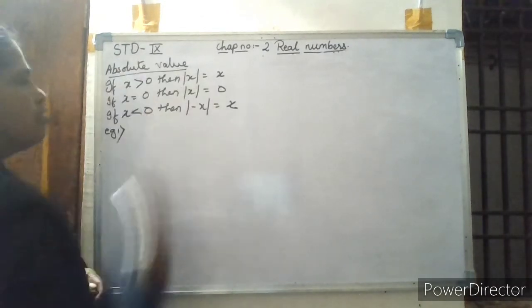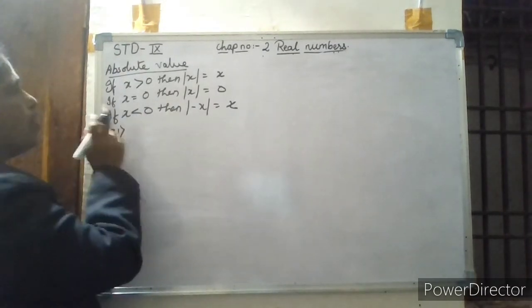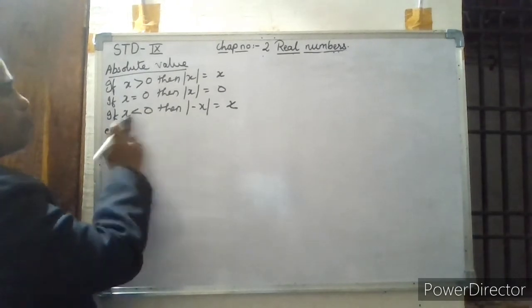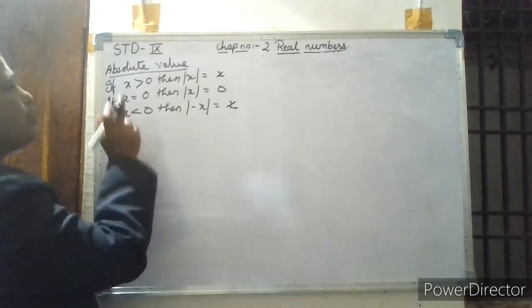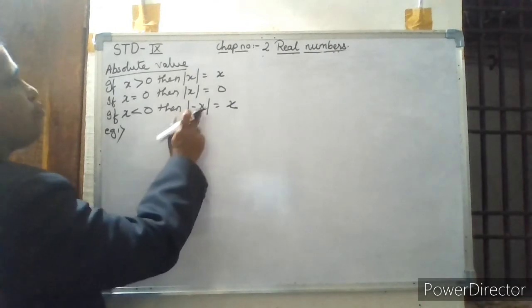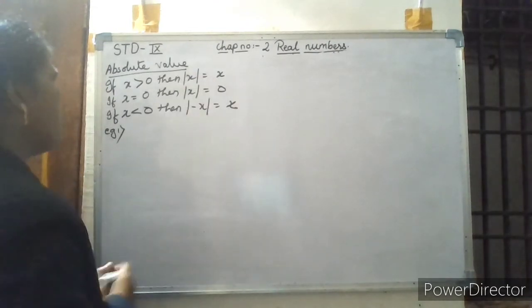And if x is less than 0, that means it's a negative number, then absolute of minus x is equal to x only, positive only. When the modulus sign goes away, it becomes positive.